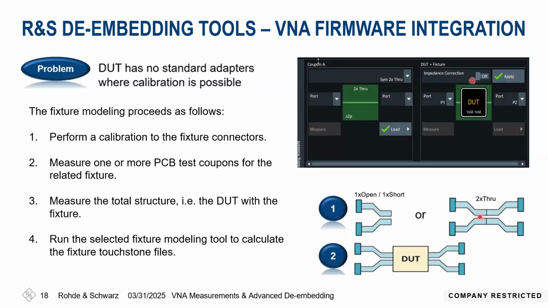And you can see over here the impedance correction as well. So you can turn it on, and the software algorithm will run the impedance correction for the coupon and the fixture plus DUT as well.